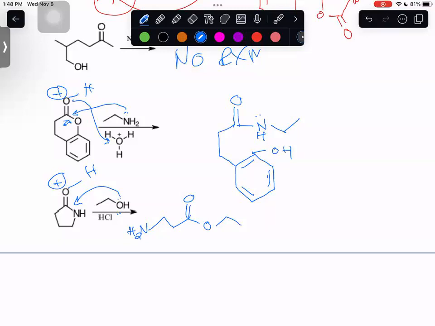Okay. Exactly. You got it. Great job. That's it. You're just missing one little carbon on the NH2 side. There you go. Great job, Juan.